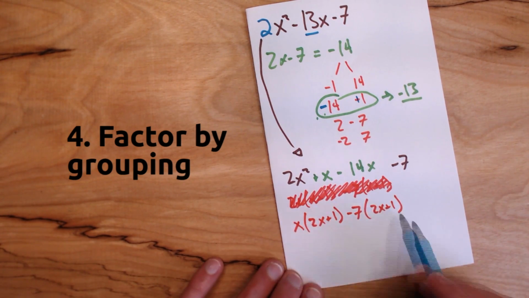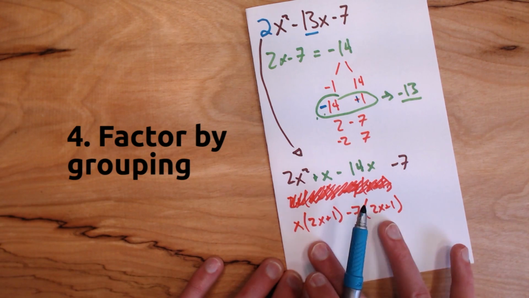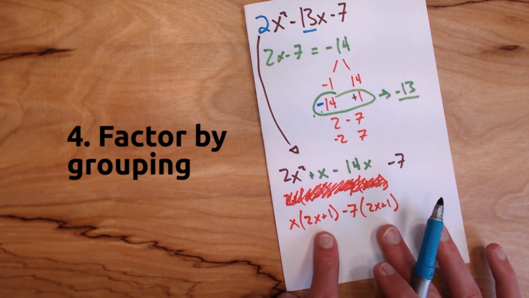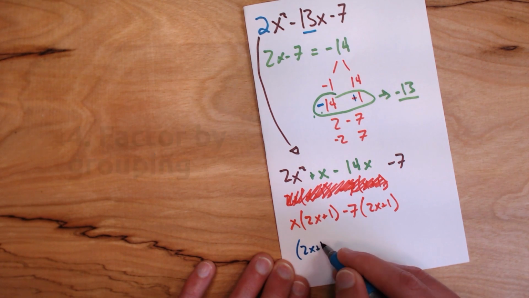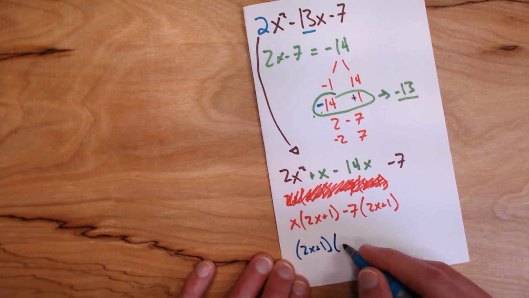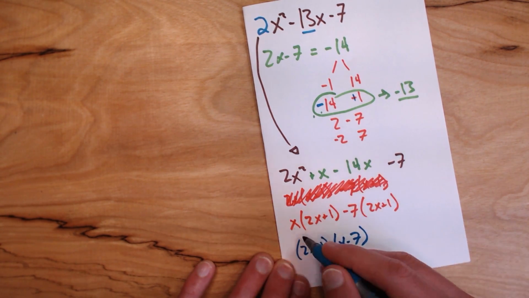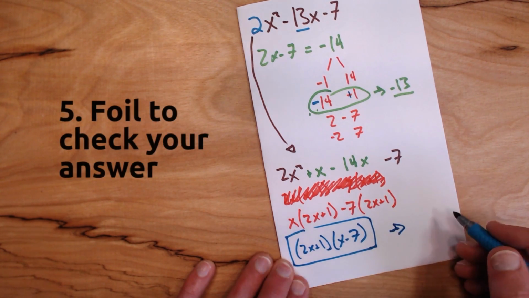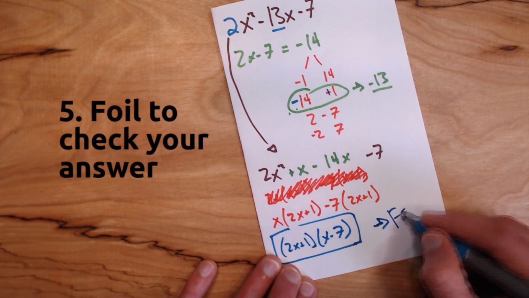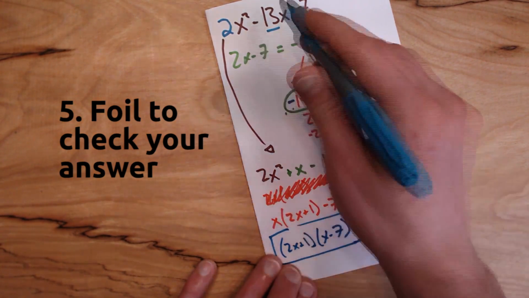Okay, and now, as part of factoring by grouping, I'm going to pull out this binomial from each term. And I'm going to get 2x plus 1, which is the binomial that I pulled out, times x minus 7. And there you go. That's factoring by grouping. And your last step, your final step, is to check your answer. And to do that, I want you to FOIL. And you should get the same thing from here.